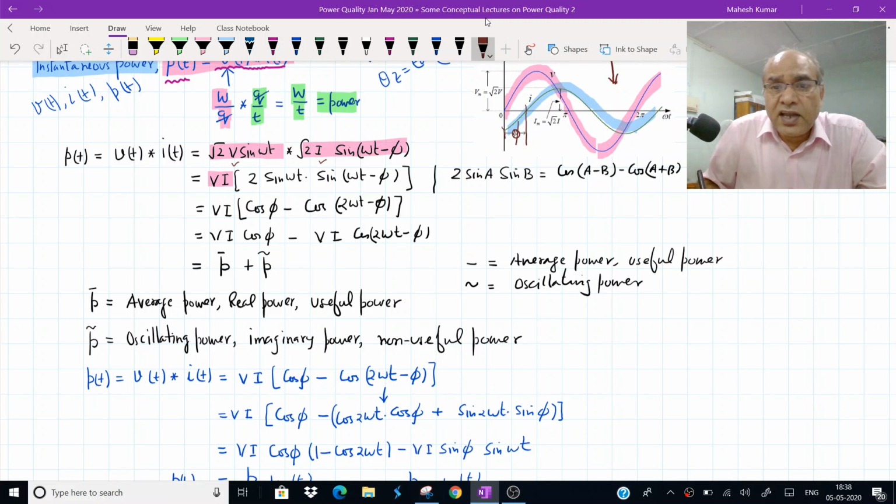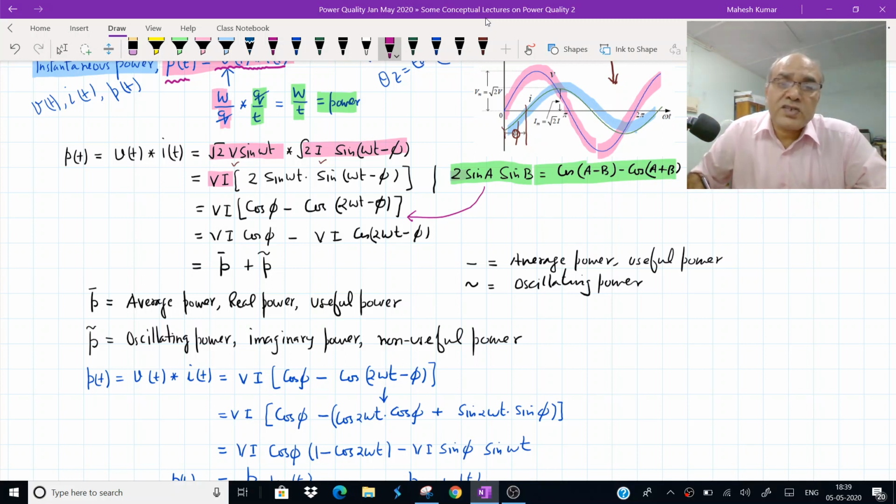Now this is 2 sin A sin B. As you know from trigonometry, 2 sin A sin B is nothing but cos A minus B minus cos A plus B. So we will use this expression to find the multiplication of 2 sin omega t into sin omega t minus phi. It becomes cos phi minus cos 2 omega t minus phi. This is cos A minus B minus cos A plus B. So we have Vm Im times cos phi minus cos 2 omega t minus phi.